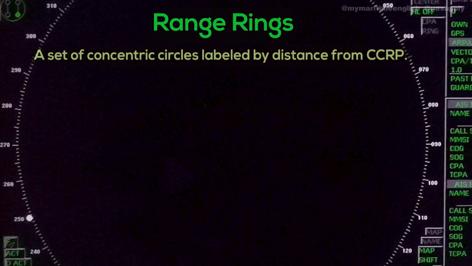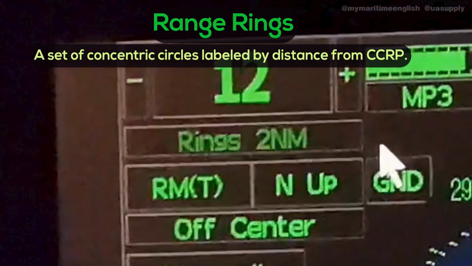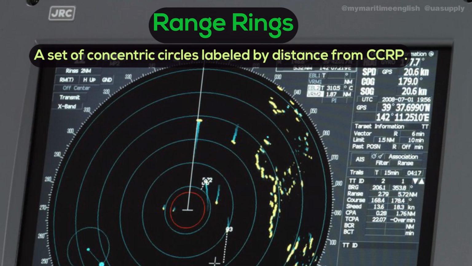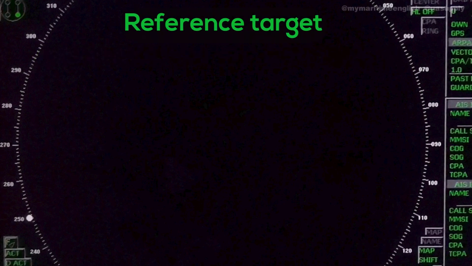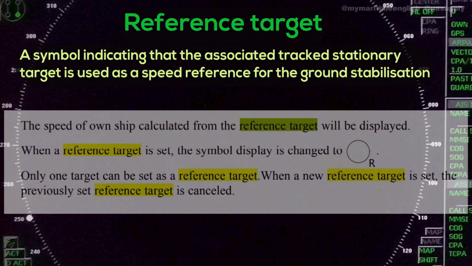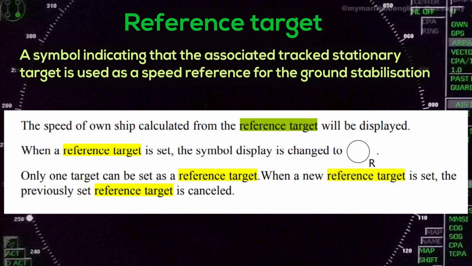Range rings. A set of concentric circles labeled by distance from CCRP. Reference target. A symbol indicating that the associated track stationary target is used as a speed reference for the ground stabilization.